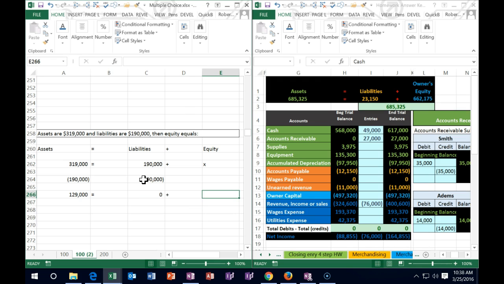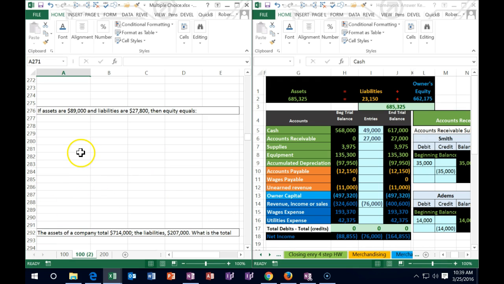So 0 plus X, and therefore we know that X then, I'm just going to flip the direction, X then must equal the 129,000, and we know what X was. X was equity. Therefore, equity equals the 129,000.